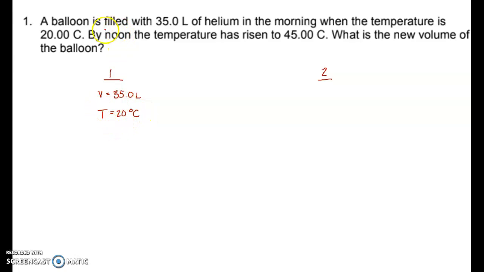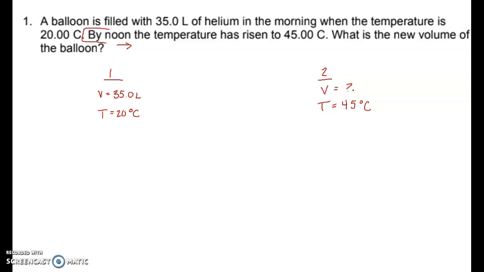So now we can tell that there's our new situation. We're in a new situation going forward here. Now we have a new temperature in the second situation: 45 degrees Celsius. What is the new volume of the balloon? We want to know what the volume is going to be in the afternoon.